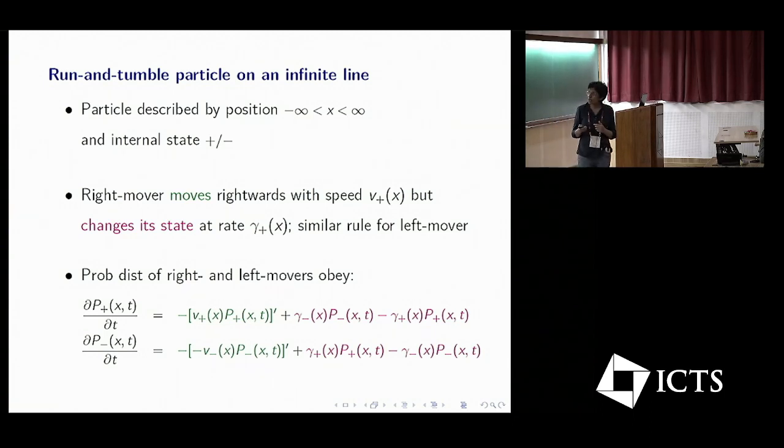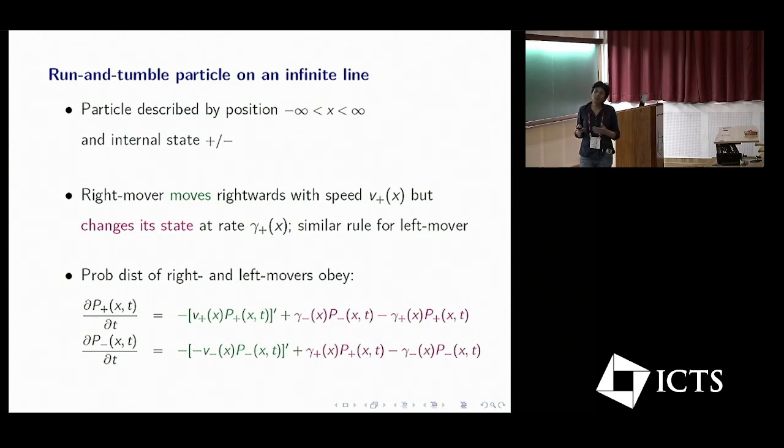Okay, so for these distributions for the right and left movers, one can write down how that behaves. In general, these rates depend on space and time, but today I will just assume that they depend only on space. Then the probability distribution of the right and left movers is given by these equations. The first term is due to the speed, and the last two terms are due to the tumbling.